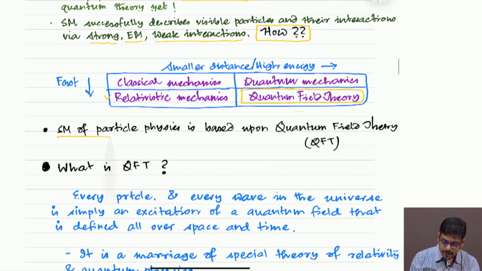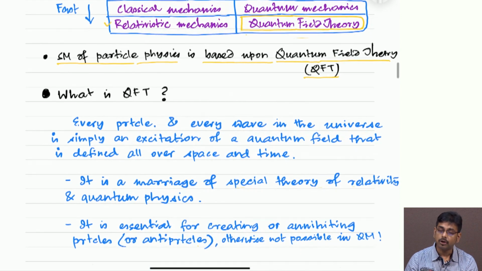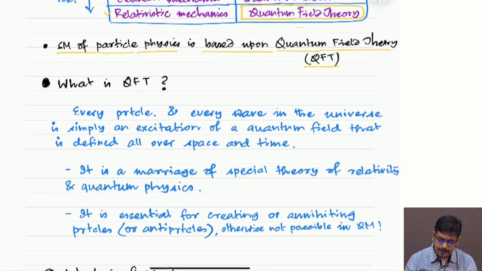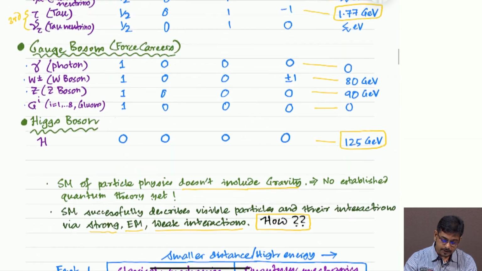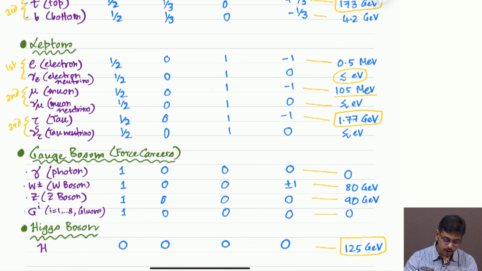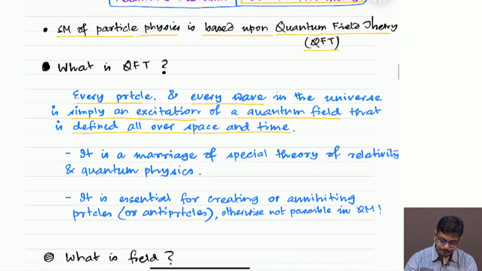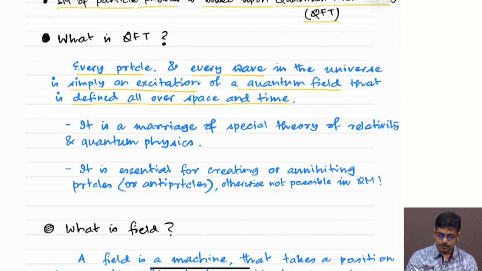So, the standard model of particle physics therefore requires the knowledge or the construction of quantum field theory. Now, what is quantum field theory? I am not going to spend a lot of time on this, but let us briefly introduce the basic ideas. So, it first says that every particle and every wave in the universe is simply an excitation of a quantum field that is defined all over space and time. So, this is true for all the particles that we talked about, like all the leptons, all the quarks, all the gauge bosons, the Higgs bosons and so on. So, the next point is, as we just talked about, that quantum field theory is basically a marriage of special theory of relativity and quantum physics.